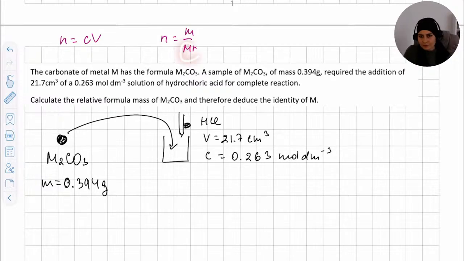Mr we usually find from the periodic table, but in this case we cannot do this because we don't know the metal, and that's why they ask us to find the Mr. If you rearrange this formula, Mr is m over n. We know the mass, it's 0.394. What we need to find is the number of moles of M2CO3. Then we would be able to find the Mr. And the moles we will find from the titration.